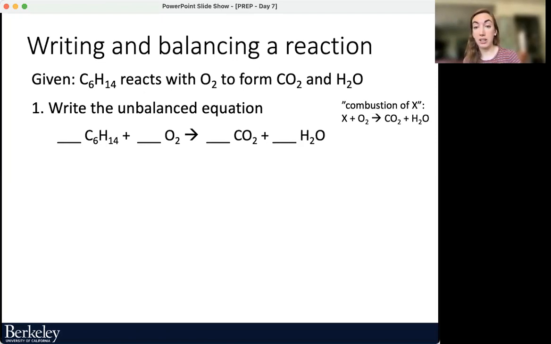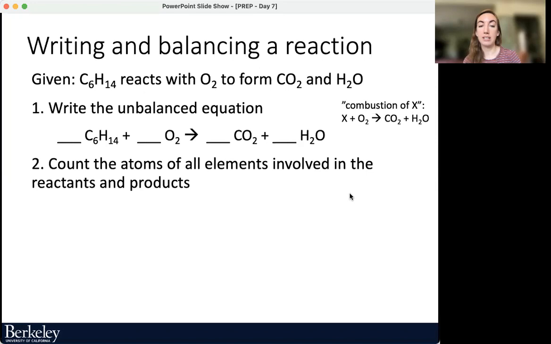But for any reaction, combustion or otherwise, I'm going to write out the unbalanced equation. C6H14 plus O2 goes to CO2 and H2O. Then the next thing I'm going to do is count how many atoms of each type of element are involved on each side. So on the left side, I have 6 carbons in C6H14. I have 14 hydrogens in C6H14, and I have 2 oxygens in my O2 molecule.